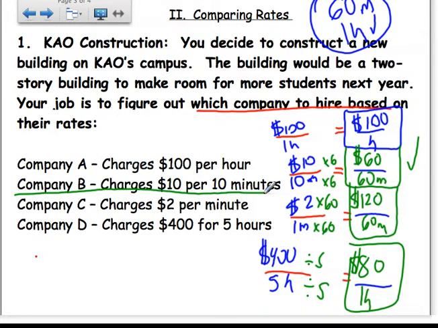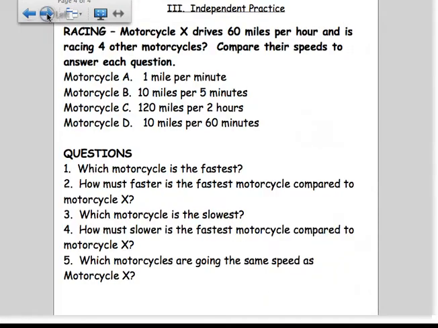Okay, at this point, I think you've had a chance for guided practice. It's now time to try this independently. What I'd like you to do is to compare these motorcycles to the one racing. So motorcycle X drives 60 miles per hour and is racing for the motorcycles. Compare their speeds to answer each question. You have motorcycle A, 1 mile per minute, motorcycle B, 10 miles per 5 minutes, motorcycle C, 120 miles per 2 hours, and motorcycle D, 10 miles per 60 minutes.